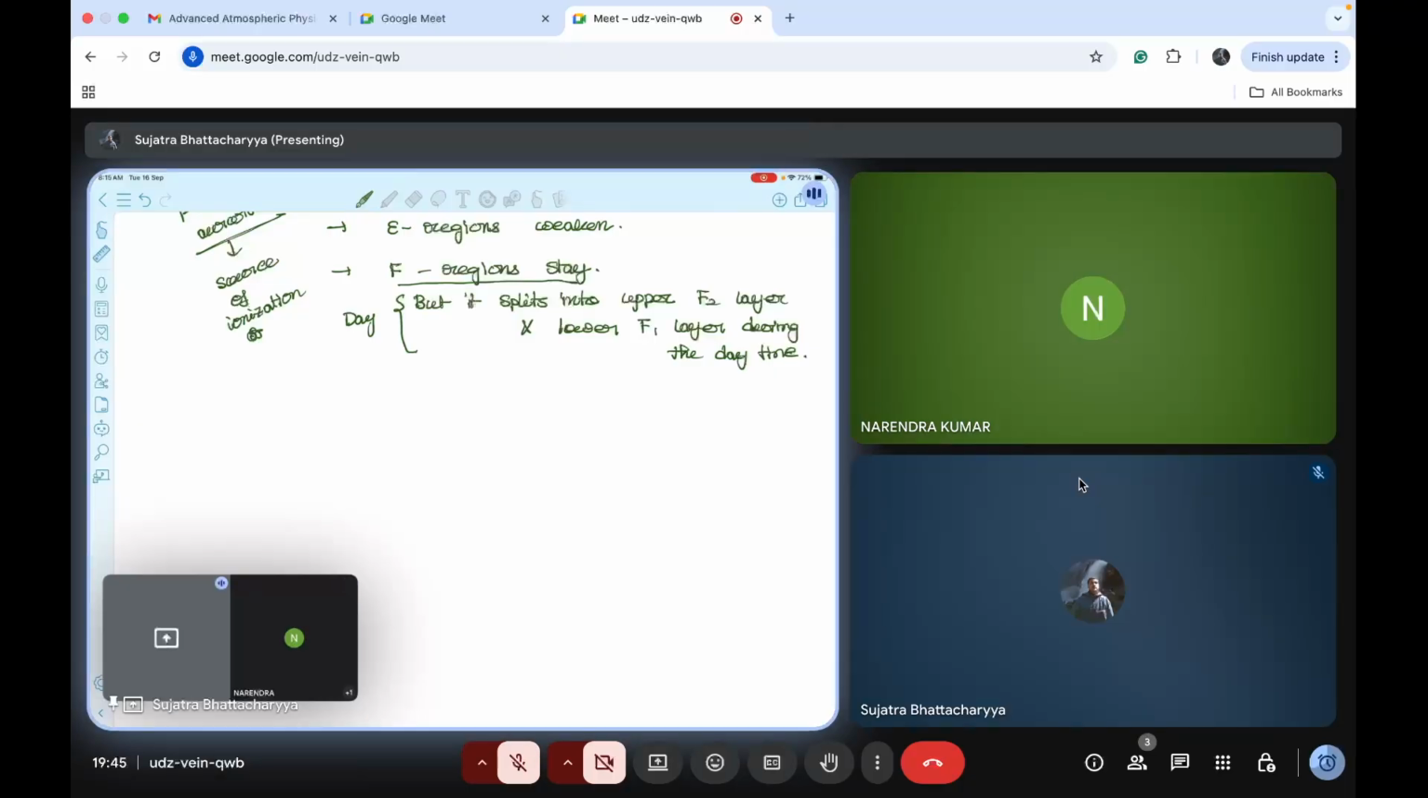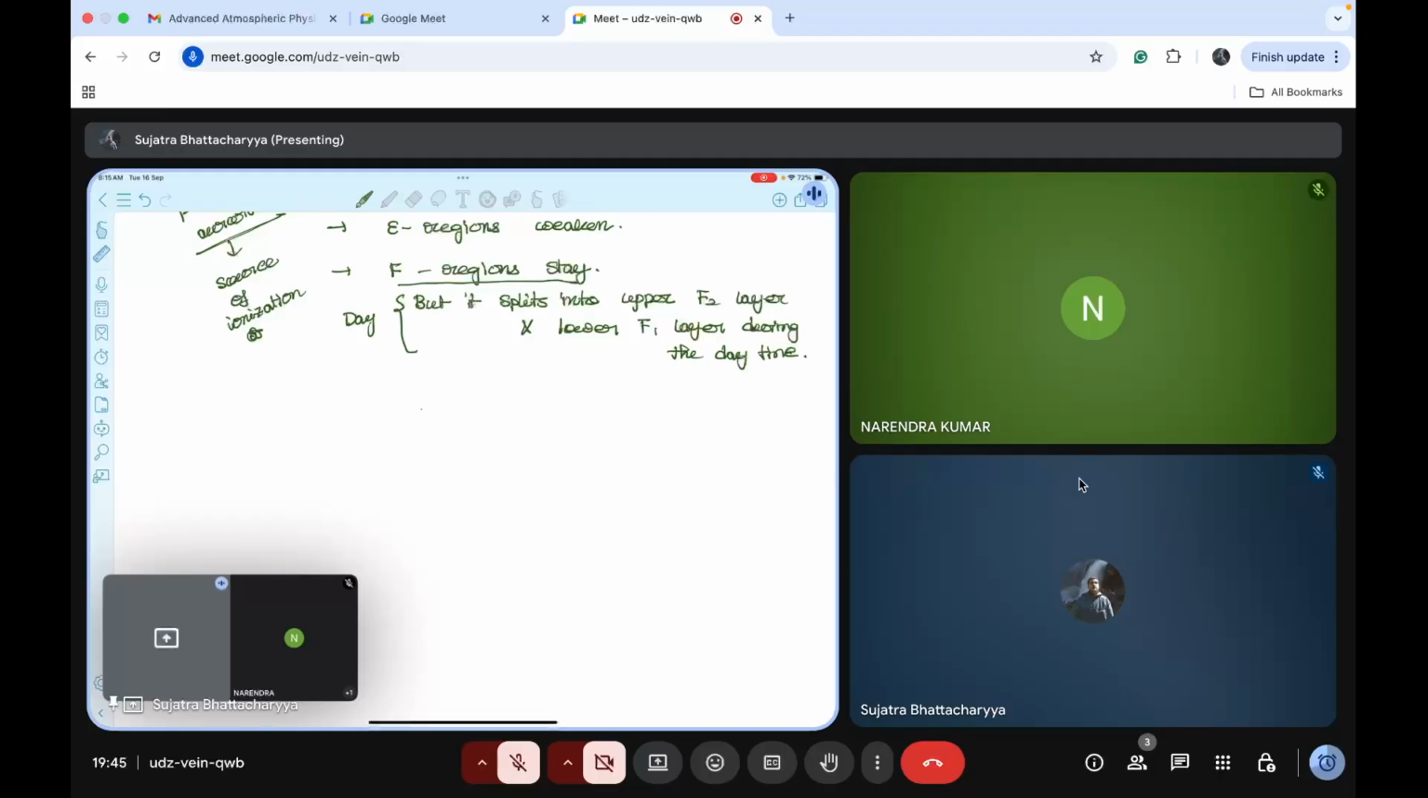Mostly not gravity, but it is the magnetic effect of the Earth which plays an important role. We will see that later, not in this week, maybe.